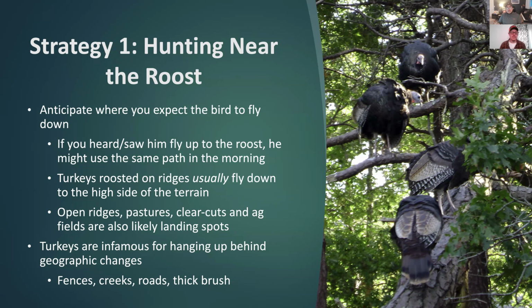But think back to the biology of a tom. What is he hoping to do? He's hoping to get into an open area, show off his stuff, strut, gobble. He wants to be seen. So typically you're going to see them fly to more open areas rather than into dense vegetation. Now, if they're on the side of a ridge, usually they're going to fly down to the high side of the terrain. Okay, so keep that in mind as well. Again, open ridges, pastures, clear cuts, any of these openings, that's where I like to focus a lot of my attention.